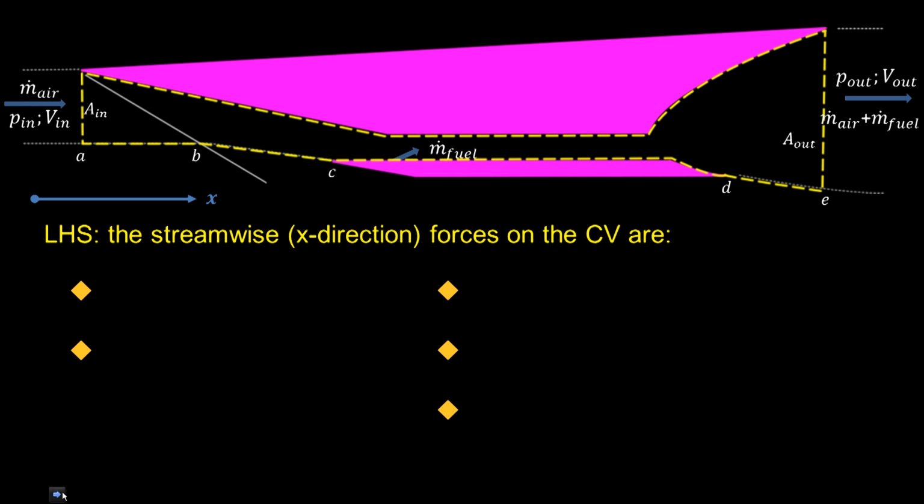Now the first forces are from the entrance to our control volume and the axial force of the inflow pressure times the inflow area. And similarly, there is another force at the exit of the control volume, which is P out times A out.